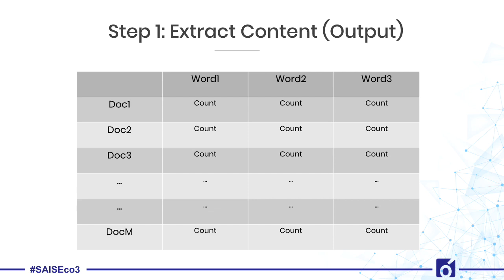So this is how our data looks. Every document here represents a row. It's structured data. And every word is a column for us. The values are the count of that particular word in that document. So the data that we get after extracting the content is quite simple.